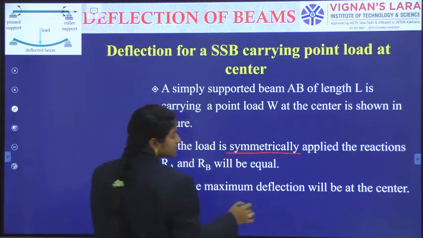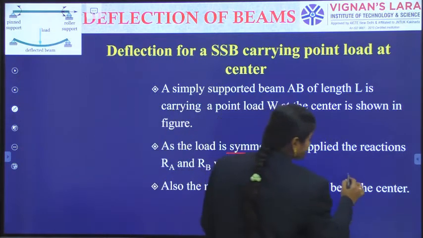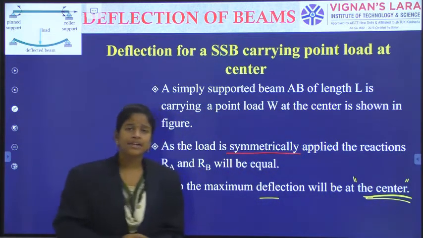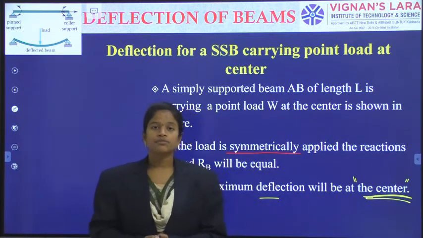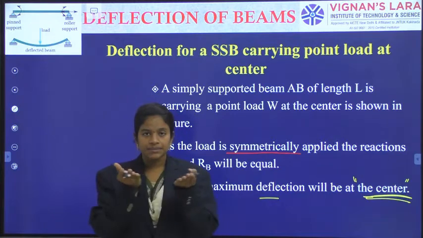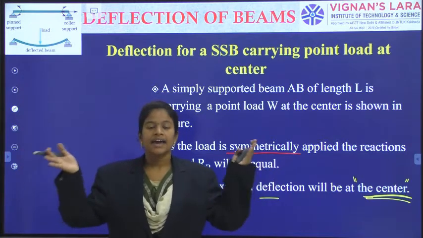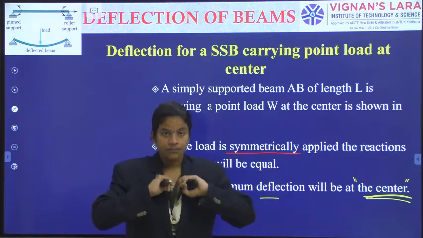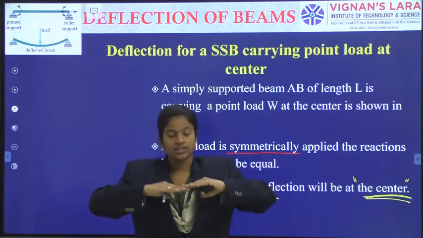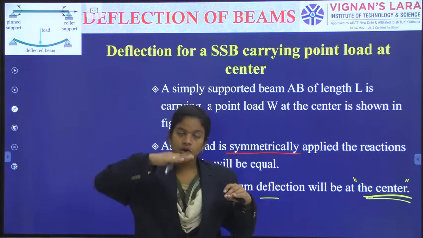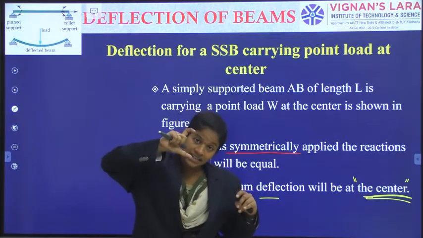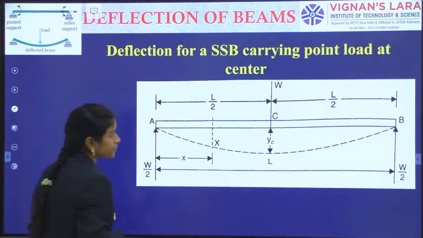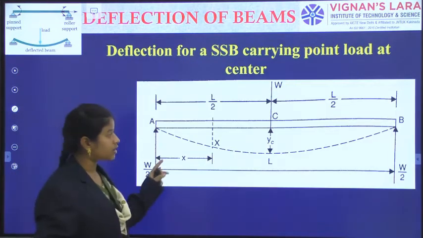Also, the maximum deflection is occurring at the center. Why is it happening like so? When you observe it, the beam is completely symmetrically spread over the entire length, and when you keep some load over that, the highest value of deflection will be at the center only. So this is our loading structure and we have got this condition.